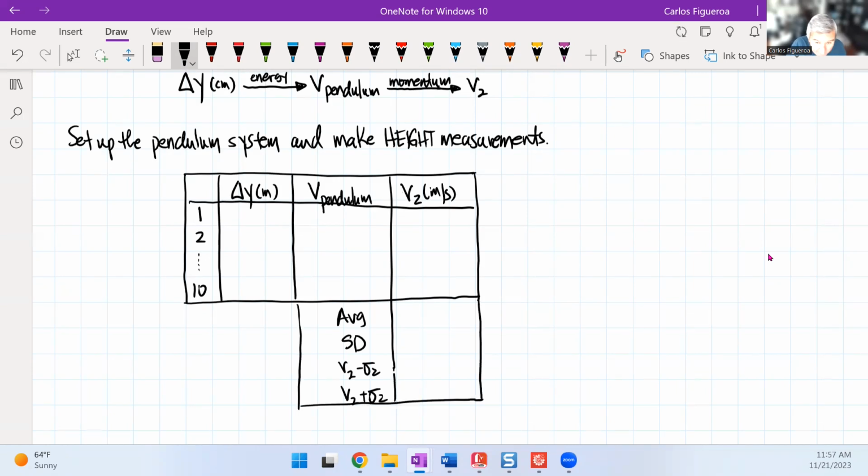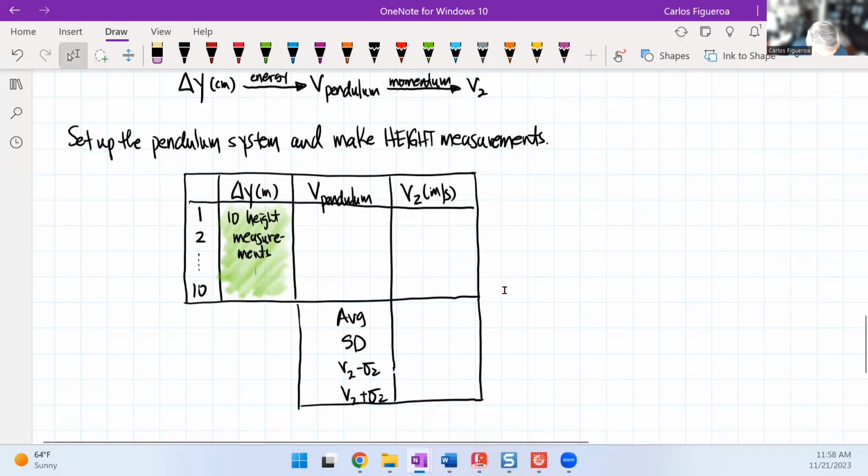So for today, the only thing that you have to do here is make 10 height measurements. That's what you've got to do.